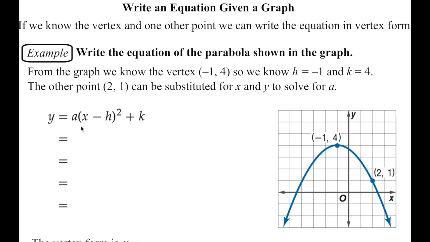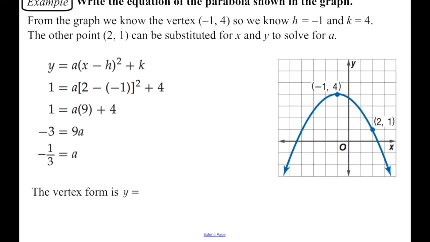And so we can plug all of this into our equation to solve for a. A is our only unknown. We have a coordinate for x, a coordinate for y. We know what h is and we know what k is. So plugging all of those in and simplifying, we end up with a value of a being negative 1/3. I'll let you follow through the math there. Feel free to pause this at any time if I go too fast.